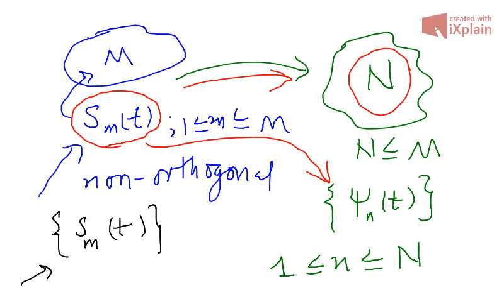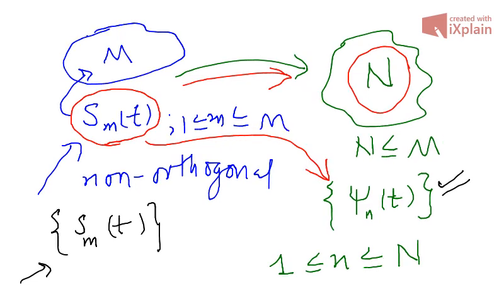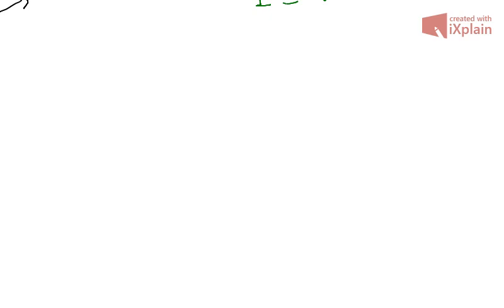First, we would like to cover the theory, and then we would see with the help of an example how we can apply the Gram-Schmidt procedure. So let's see how we can convert a set of non-orthogonal waveforms into a set of orthonormal waveforms, right? Let's try this procedure step by step.